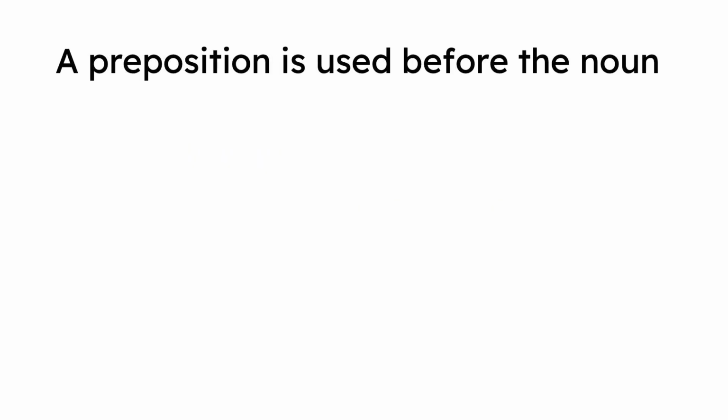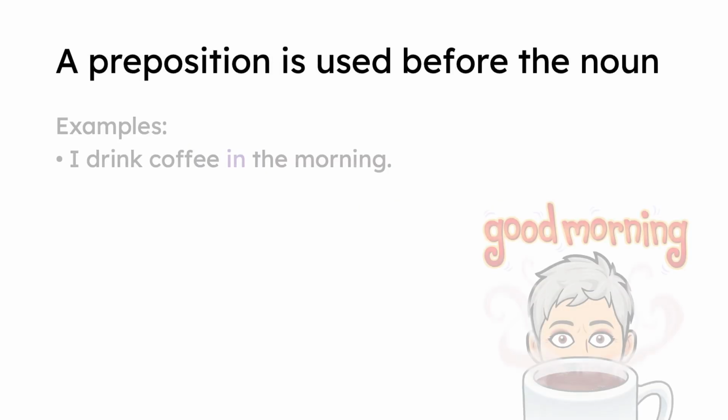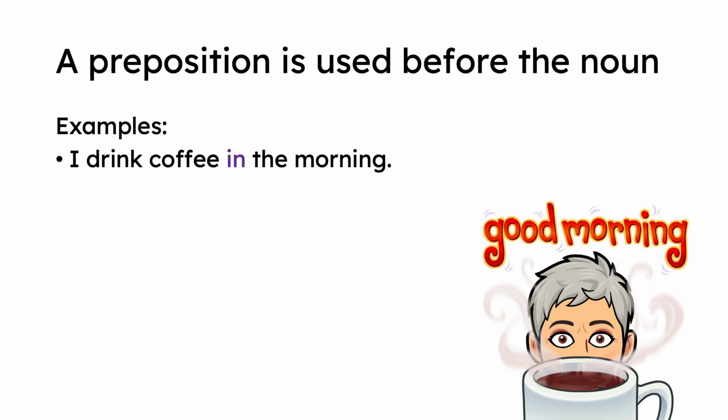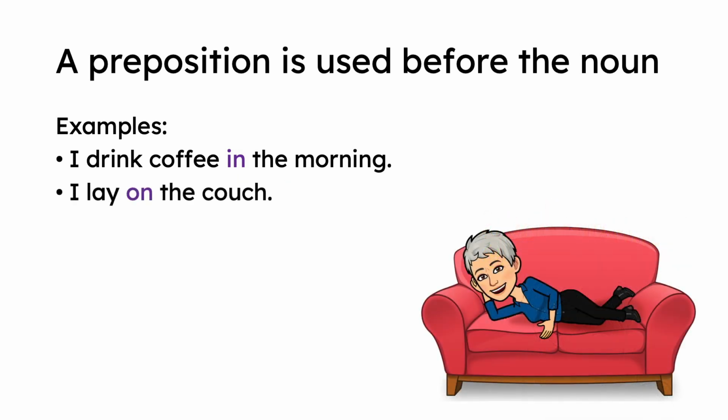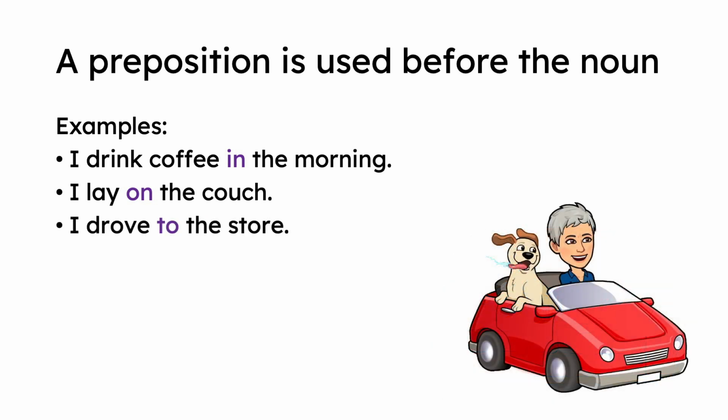A preposition is used before the noun. Let me give you some examples. I drink coffee in the morning. So in is before the noun, the morning. I lay on the couch. So on is before the noun, the couch. I drove to the store. To is before the store.